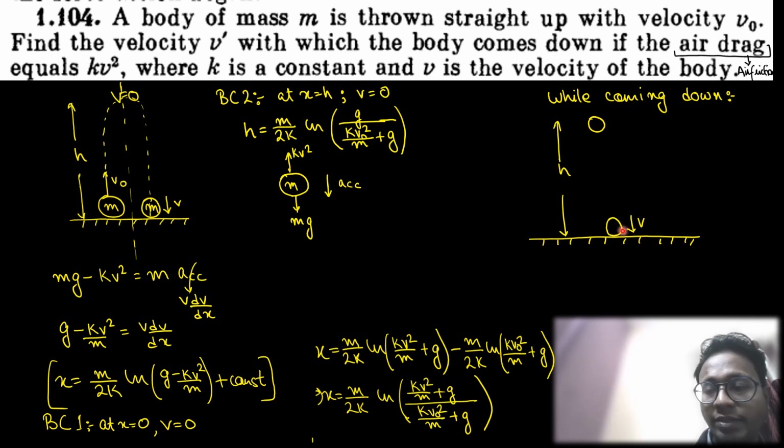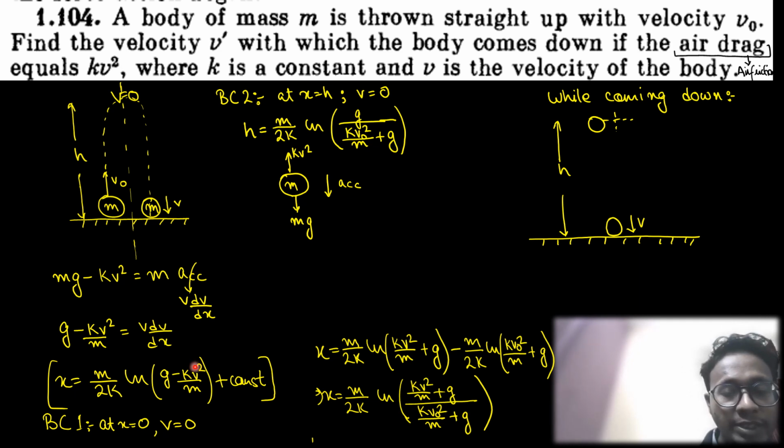Then you have to put x equals h, v equals what value? Or either x equals h, v equals 0, or here x equals 0, v equals what value? Understood? Both will have the same answer. So I'm taking x equals 0, v equals 0 out here. So I'm considering my origin out here. It doesn't matter where you consider the origin. The answer will come out to be the same.